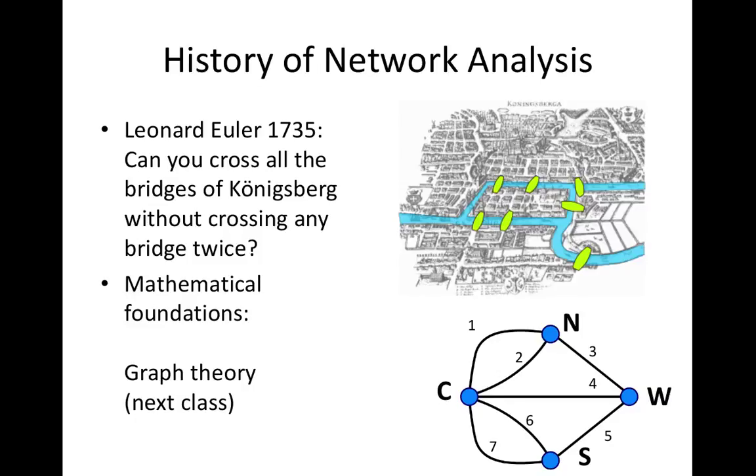How many bridges are going from N to W, so from the north to the west side? There's only one bridge. There is also one bridge from center to west, and there's one bridge from west to south. But there are two bridges from center to south. So these are all the bridges of Königsberg.